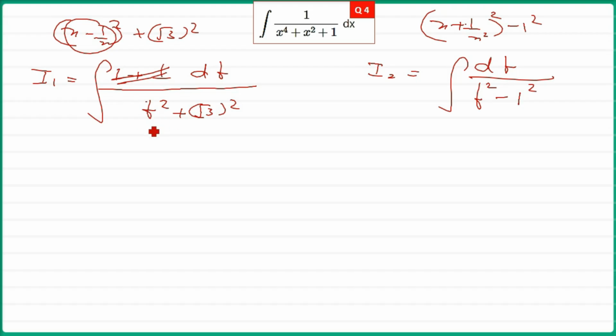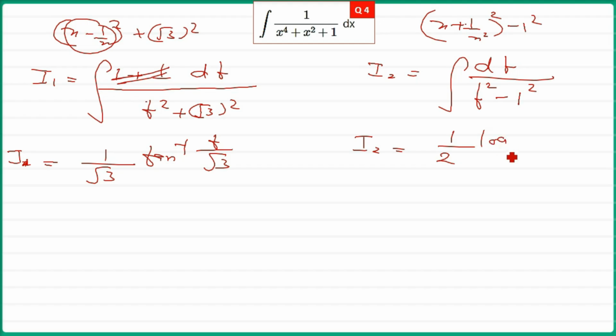This 1 by x square plus a square formula you will use for integration. So it will be 1 by a tan inverse x by a, t by root 3. In the second part, it's 1 by x square minus a square. It will be 1 by 2a log, a is 1 here. So I am writing this 1 by 2. Log t minus 1 divided by t plus 1. Now these are in terms of t, and half was already there. I told you we multiplied numerator and denominator by 2. So I've just introduced half in both the terms.